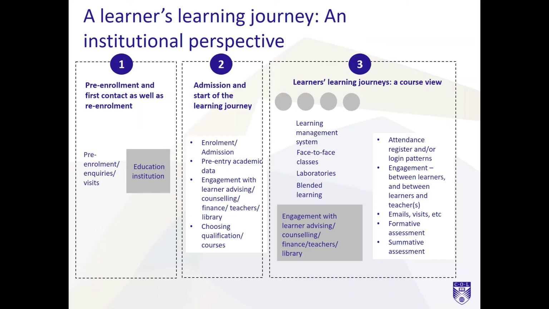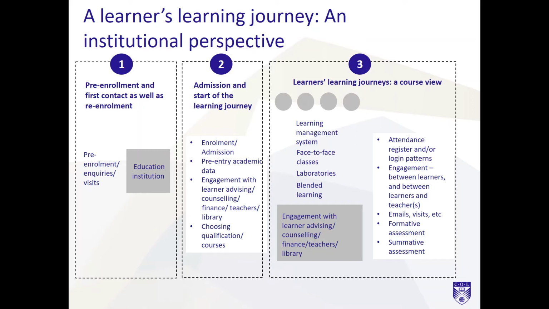Phase 3 provides an overview of what happens in each course a learner registered for, for example, history or mathematics. The pedagogical strategy may include a range of options, such as activities on the learning management system, face-to-face classes, laboratory work and blended learning. During this phase, learners may also engage with a variety of different role players, such as learner support, the library, and of course their teachers.